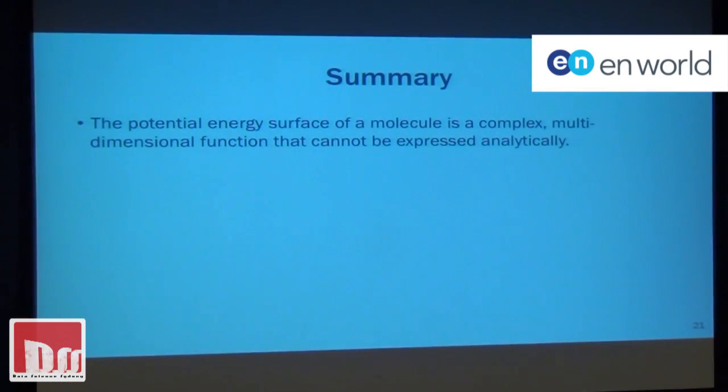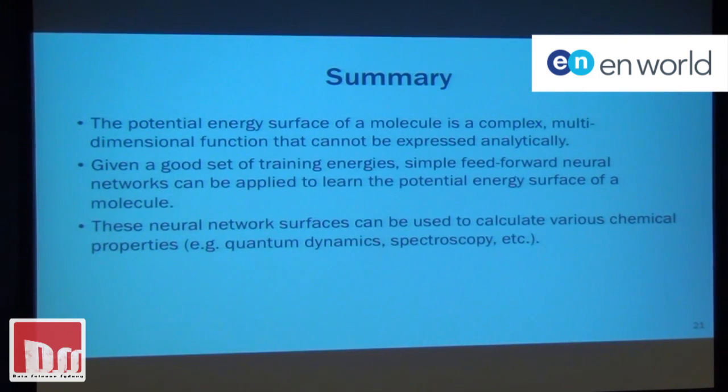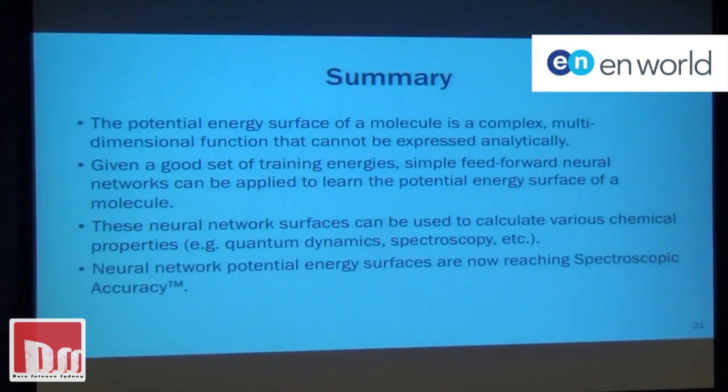So just to wrap up this part of the talk, the potential energy surface is a complex multi-dimensional function that we can't actually express analytically. But given a good set of training energies, calculated with a quantum chemical technique, we can simply feed forward neural networks that can be used to learn the potential energy surface of a molecule. You can then use these potential energy surfaces to actually perform simulations, to calculate various chemical properties. And they are now reaching what is called spectroscopic accuracy, which is what we want.